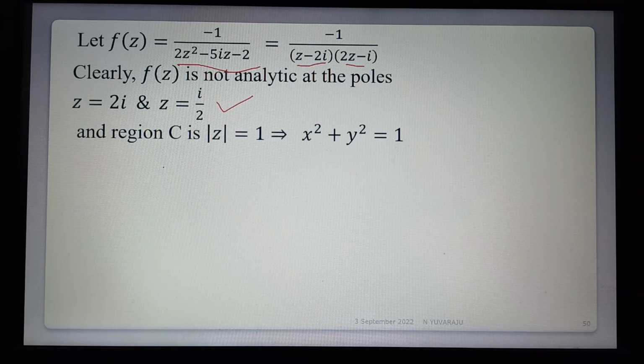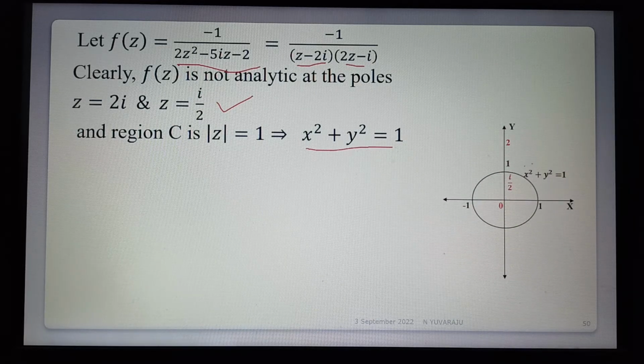And the given region is x square plus y square is equal to 1. This is the region. We have to verify whether the 2 points are in the region. Whether 2i is inside or outside, and whether z is equal to i by 2 is inside or outside. Now verify.